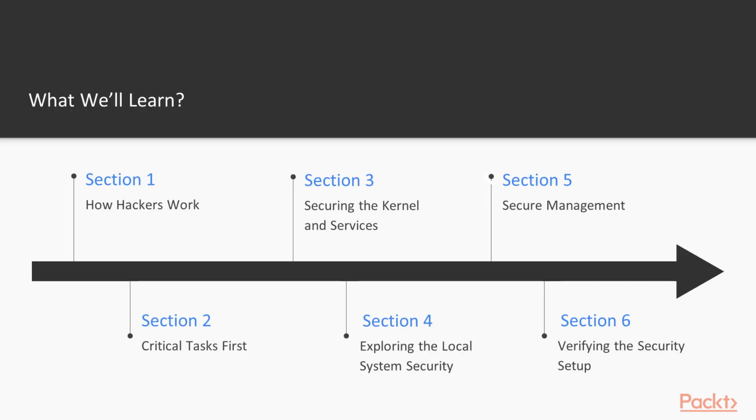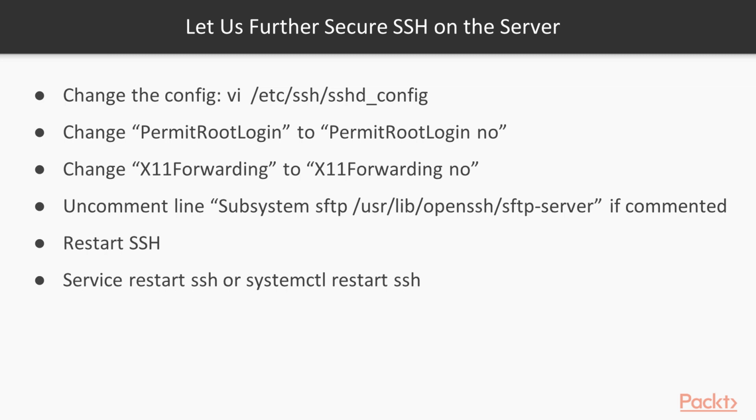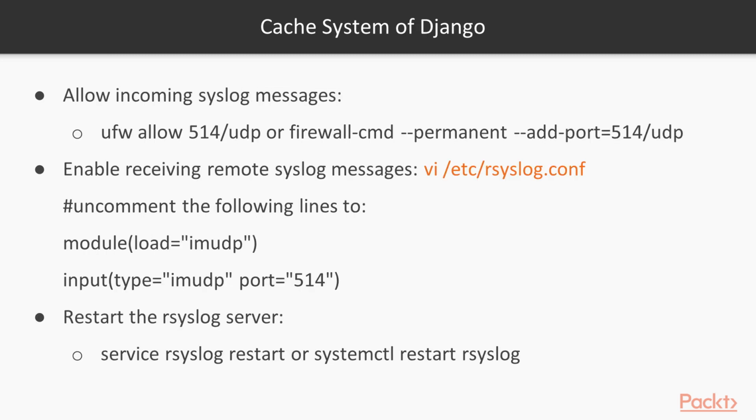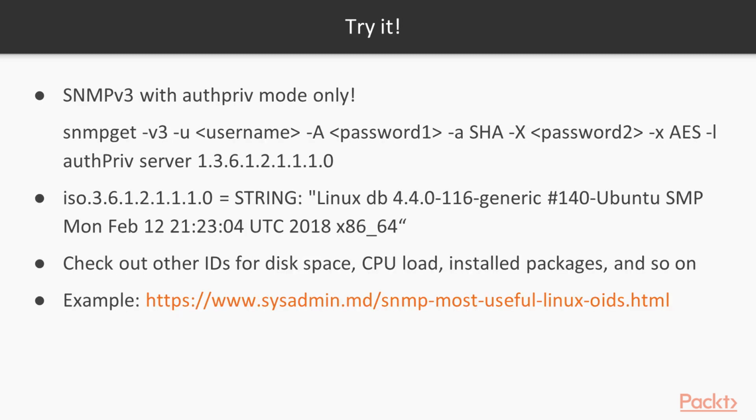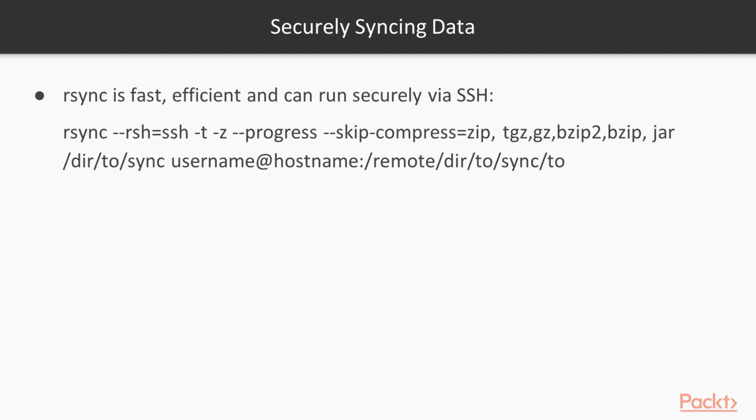In section 5, we will talk about secure management. This means secure remote access, logging, monitoring, and backups. For example, we will have a look at how to configure SSH securely and how to use it in a secure way. We'll also take a look at how to configure a log host, which centralizes all log management, and how to review the logs. And we will also take a look at SNMP and how to use this securely, for example in version 3 and strong authentication. We conclude section 5 with various means of syncing and backing up of data.